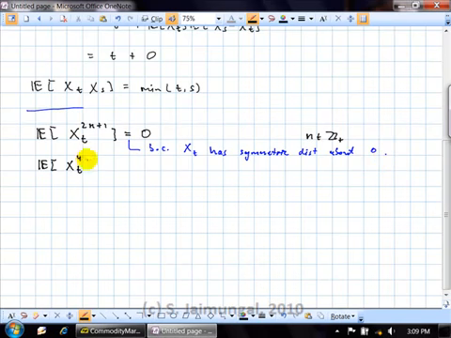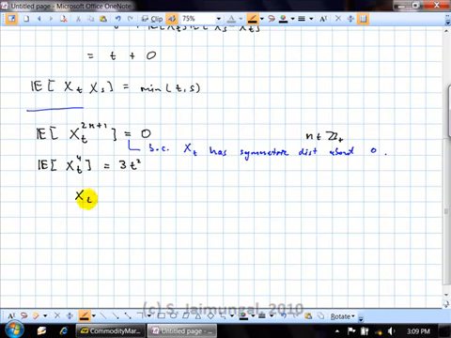Okay, what about the expected value of the Brownian motion to the 4th power? That's our first non-trivial calculation for just the Brownian motion. Anyone happen to know what it equals? Okay, I'll tell you the answer. 3t squared. Okay, now why is that?